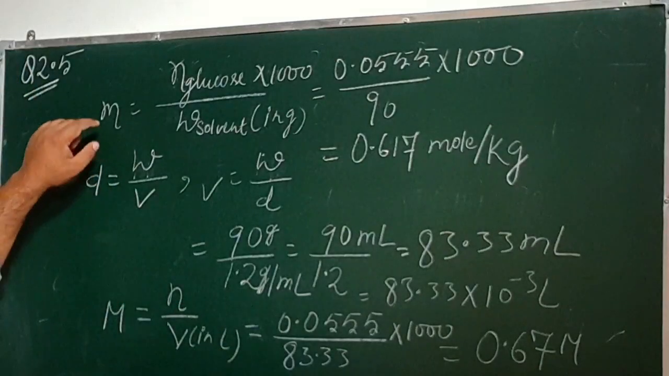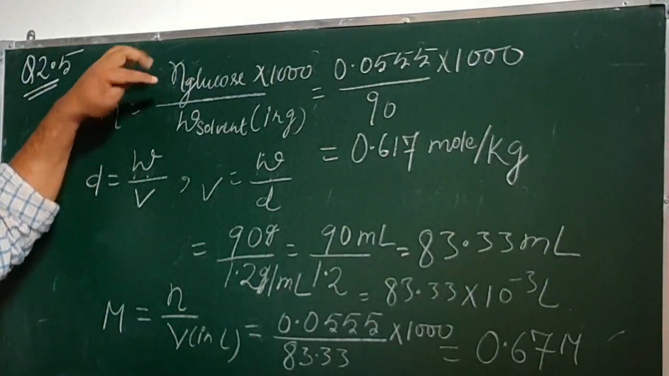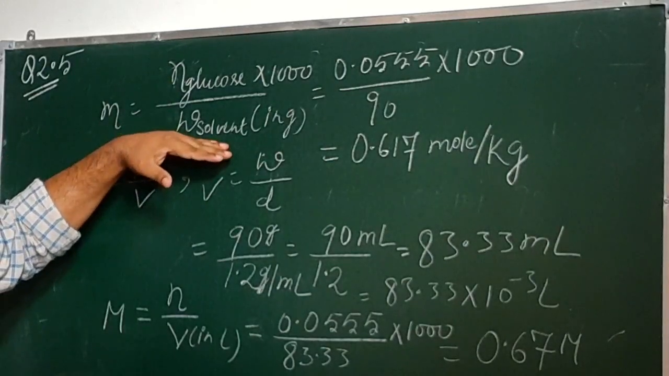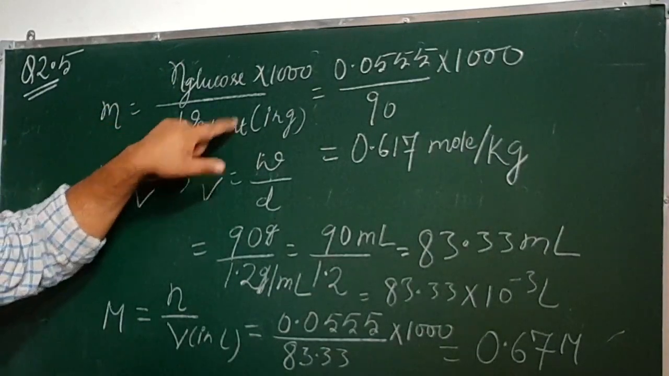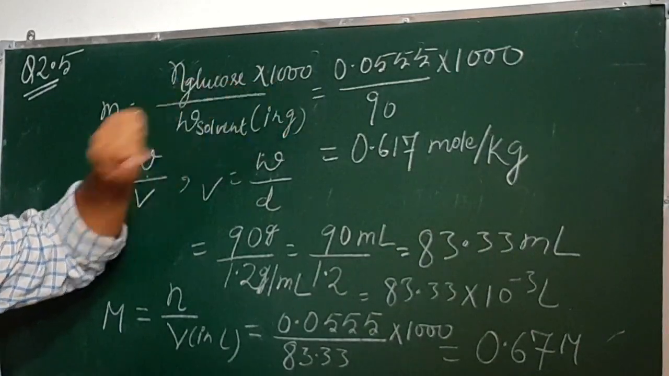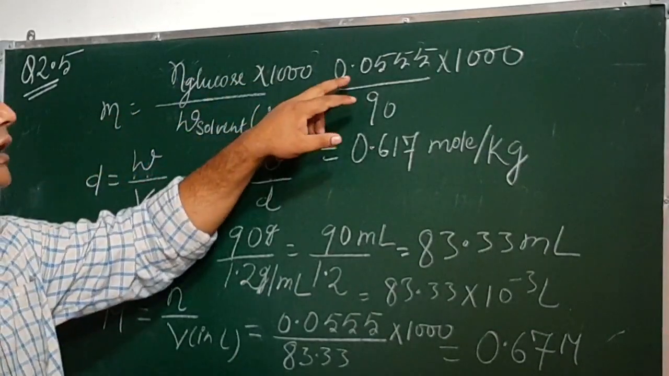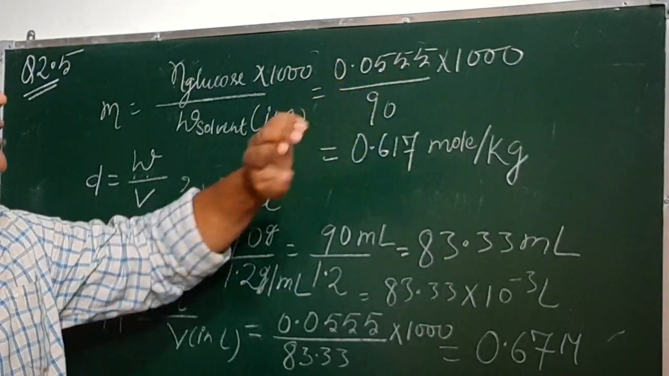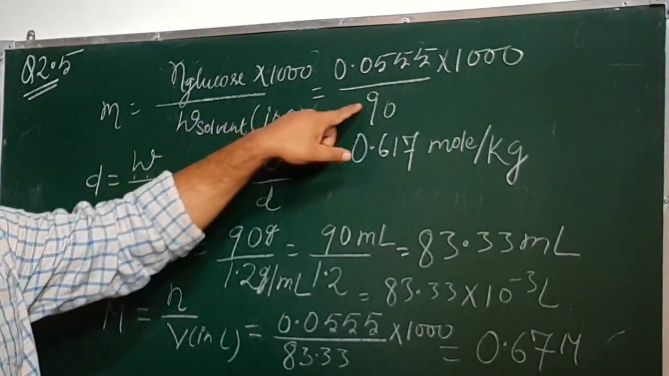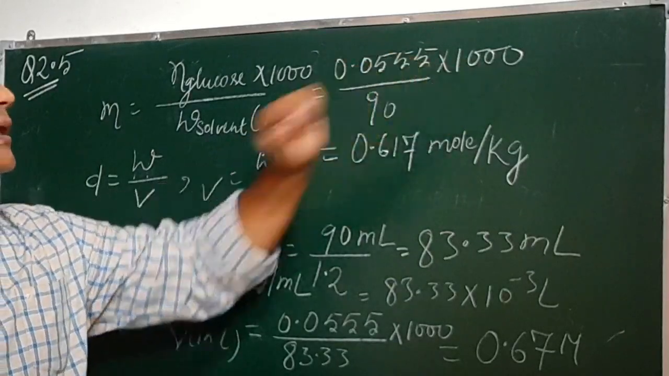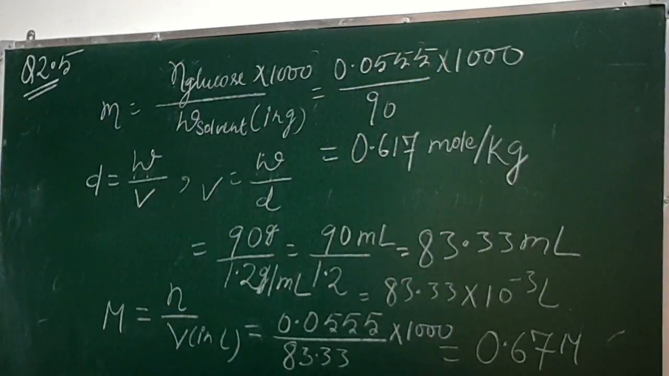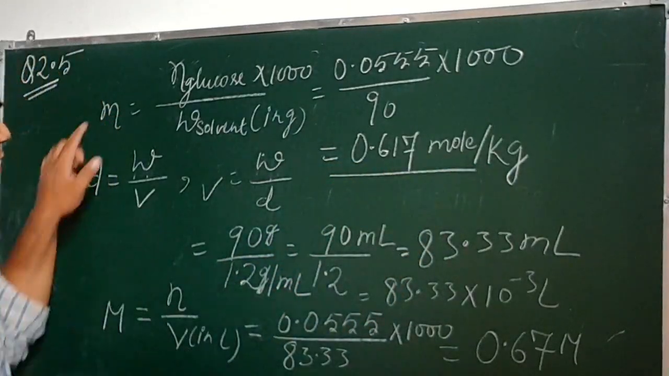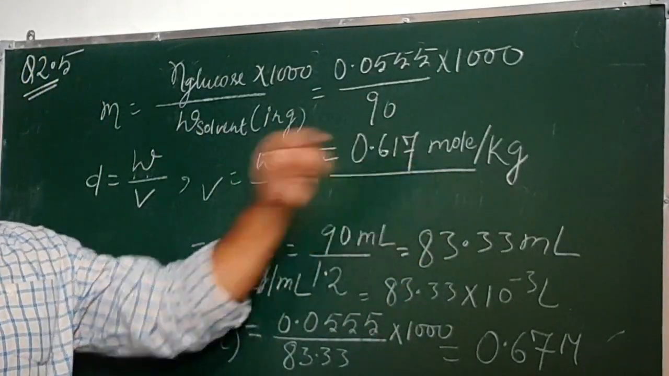Now we know that molality of any solution is given as number of moles of glucose divided by mass of solvent in kilogram. If it is in gram, then we have to multiply here by 1000. So we have calculated number of moles, that is 0.0555, and mass of solvent we have 90 gram and then multiplied by 1000. On solving this, we will get 0.617 mole per kg. This has become molality of the solution.